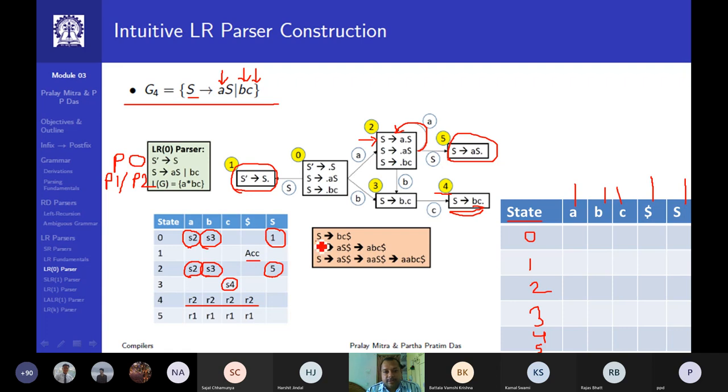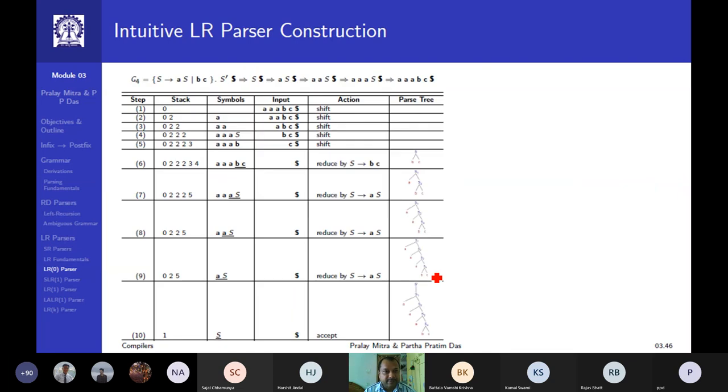Okay. Now here some examples are given. S derives BC dollar, S derives A capital S dollar, and then ABC dollar. So examples are given. You can work out with these examples. Any question up to this? Okay. It seems very simple, and indeed it is.